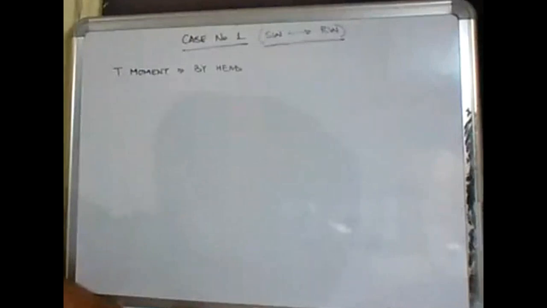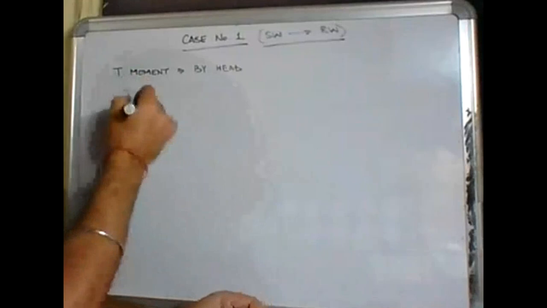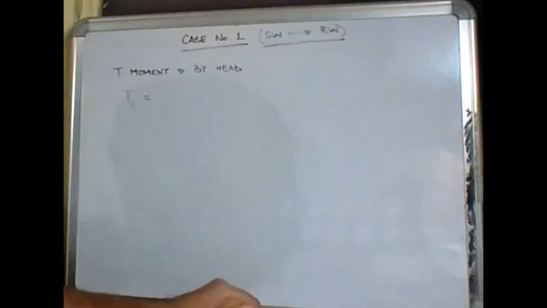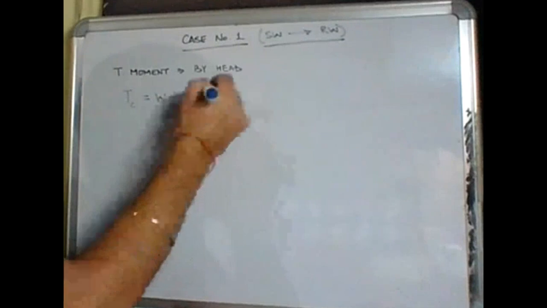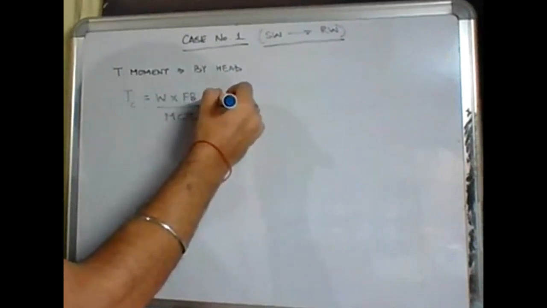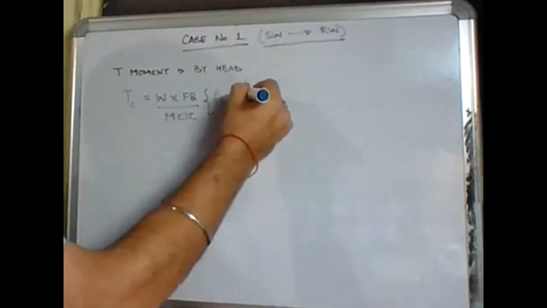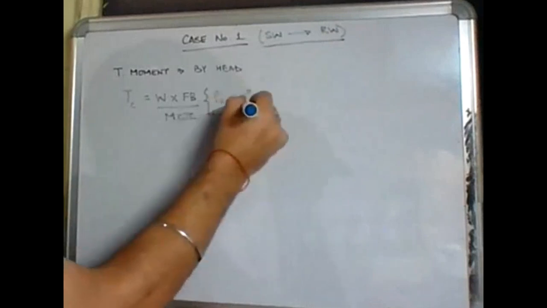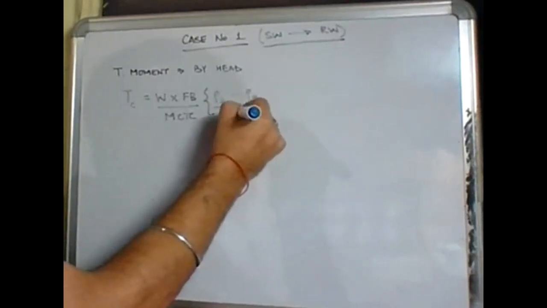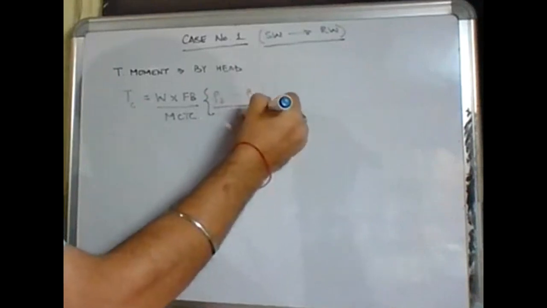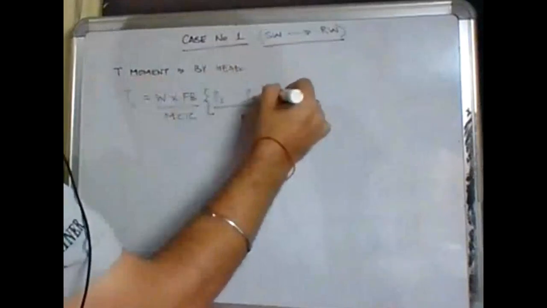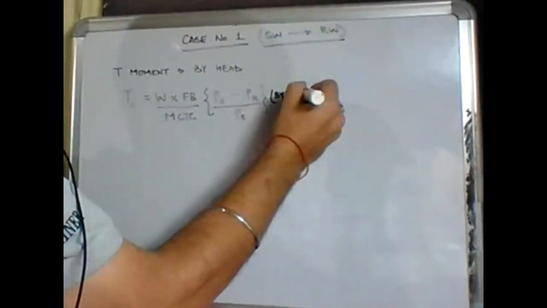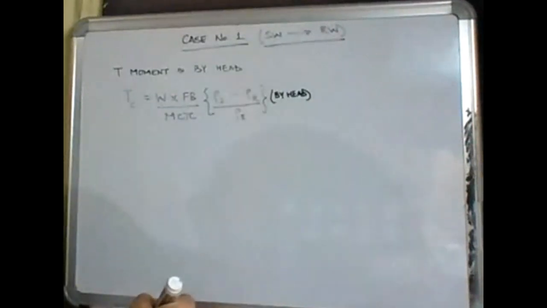And we derived the formula for trim change, TC, and the formula was W into FB upon MCTC, bracket open, rho S minus rho R divided by rho S. This was the formula which we derived. And this trim change will be by head.